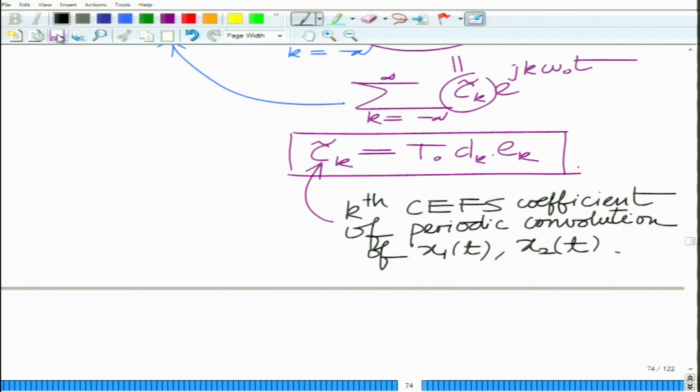Alright, so that completes our discussion of examples for the discrete Fourier series, that is the complex exponential Fourier series and the trigonometric Fourier series of continuous time periodic signals. In the subsequent module, starting with the next module, we will look at examples for the Fourier transform, that is the Fourier analysis for continuous time aperiodic signals.